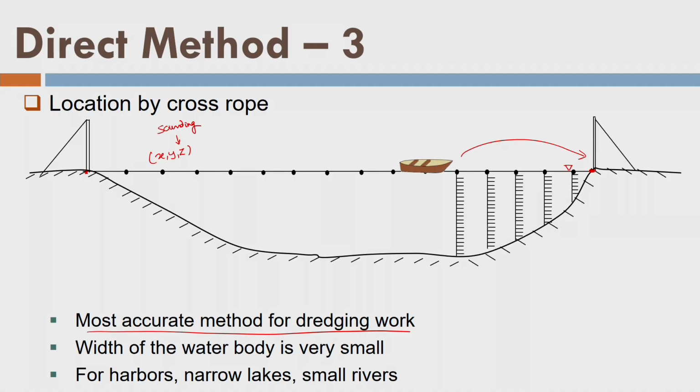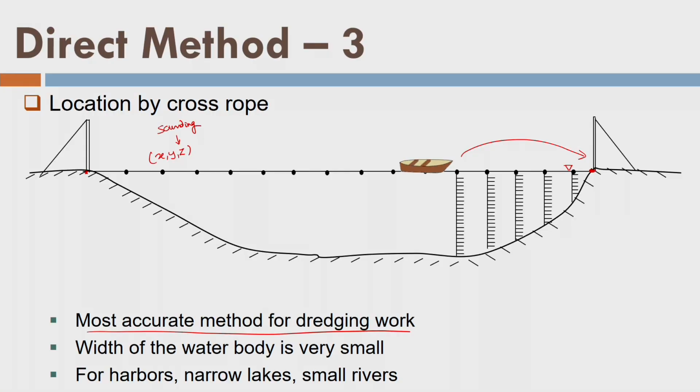Suppose there is a dredging, that means we want to do some kind of dredging or we want to deepen our channel. So we should use this location by cross rope method. Okay. So the width of the water body is very small here. Fine. For small rivers and we can say small channels, we should use this method. That means if we can stretch a straight float line, a straight rope across the 2 banks, then we should use this method. But since it is most accurate, it is always welcome. So for narrow lakes, small rivers, we use this method.